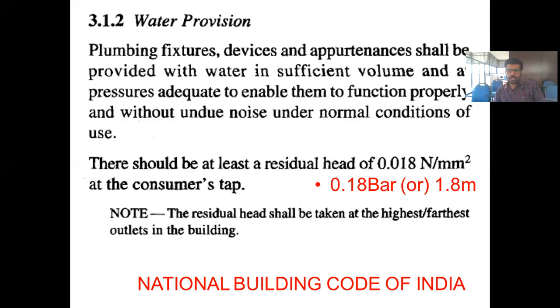So there should be at least a residual head of how much? 0.018 Newton per mm square of pressure at the consumer's tap or at the end, or we can call it the very end or the farthest end. If there is a tap at that outlet, at least there should be 0.18 bar or 1.8 meter pressure. Or you should need a residual head of 1.8 meter.